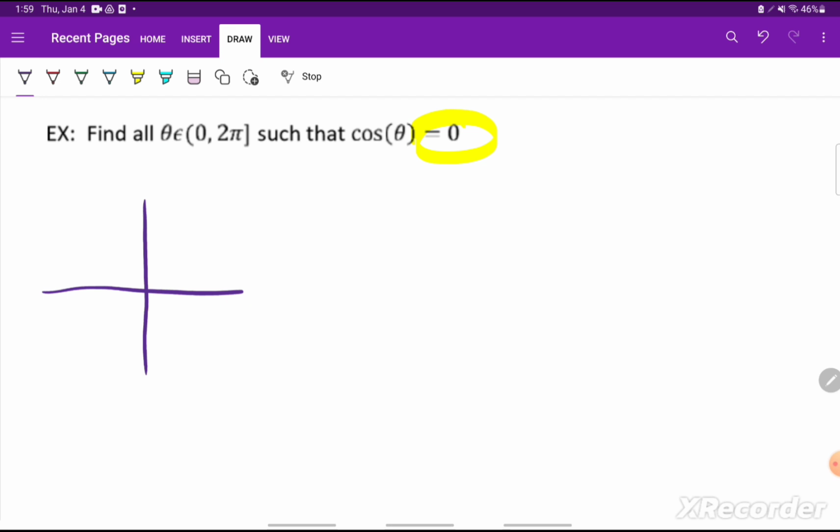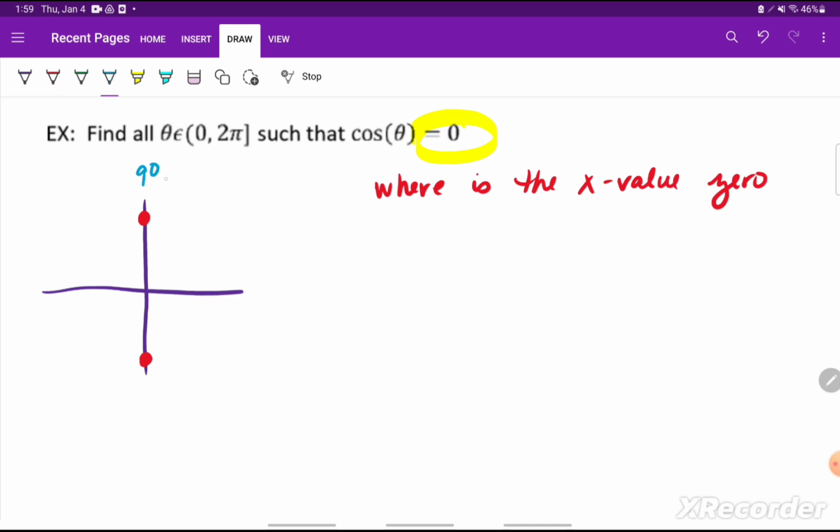Cosine is our x value. So we want to know, where is the x value 0? Well, for the x value to be 0, that means that we don't go side to side at all from the origin. So that has to be happening up here and down here. 2 spots. And then we need the corresponding radian.